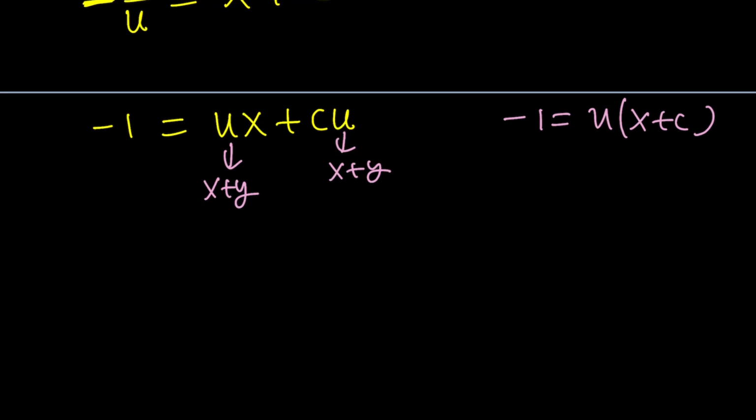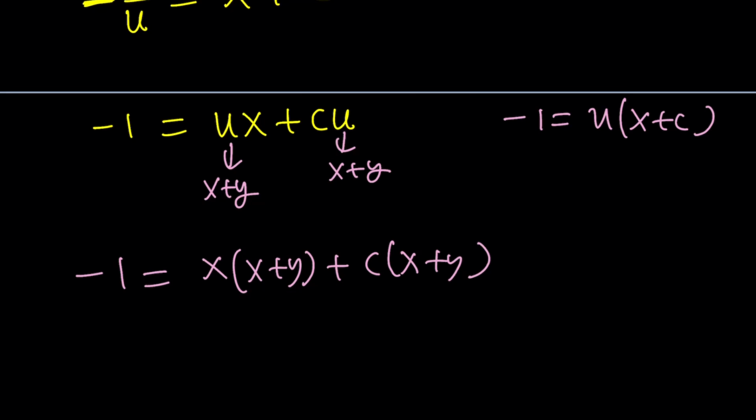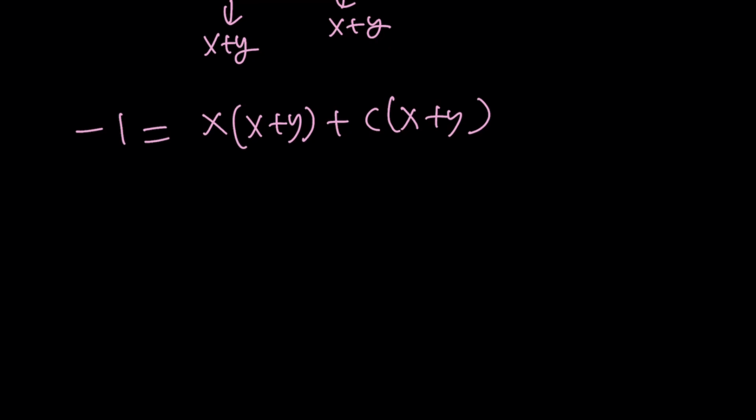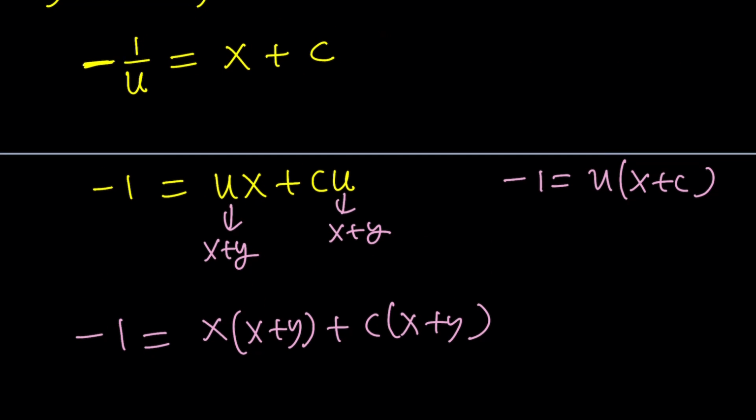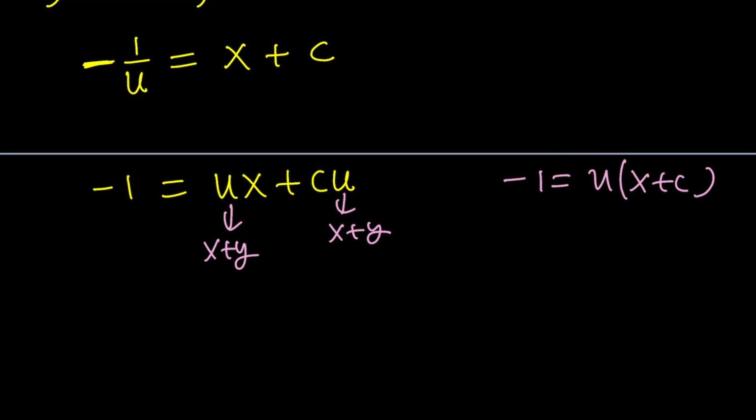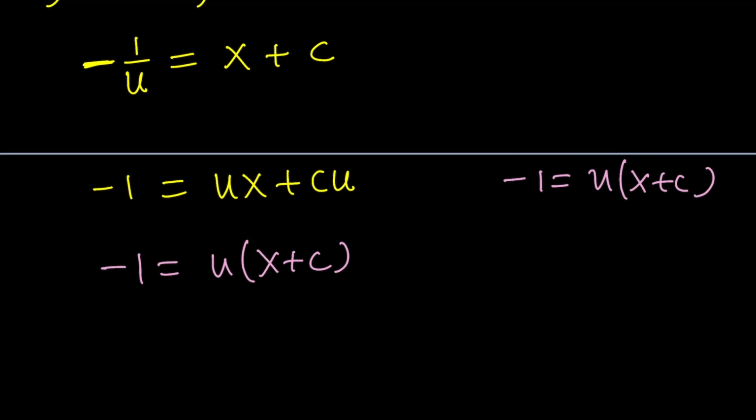No big deal, right? Now, if you replace u with x plus y, you get negative 1 equals x times x plus y plus c times x plus y. And a lot of times we want to isolate the y, so we can write the y by itself. In this case, you probably want to do that. So let's go ahead and actually do this beforehand. And I'm going to first just factor out a u and then write this as x plus c, like here.